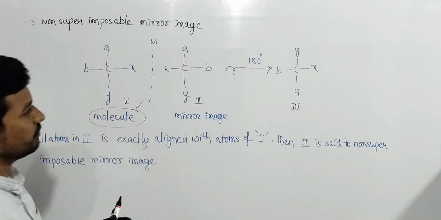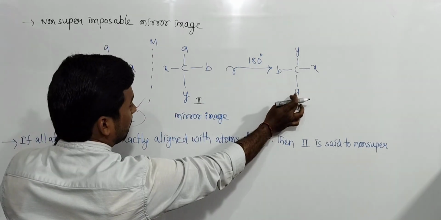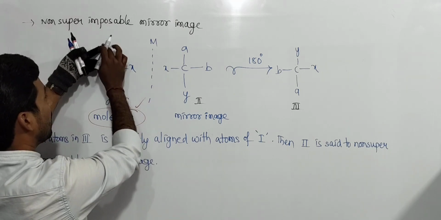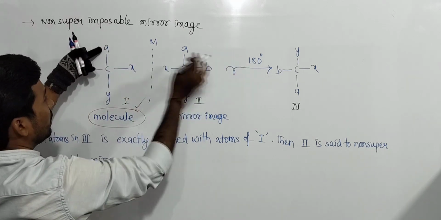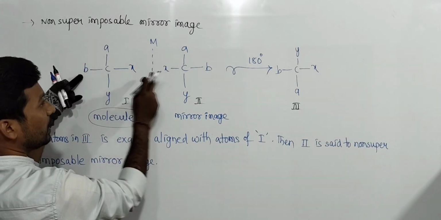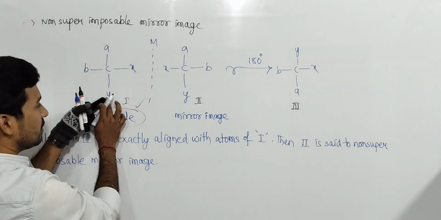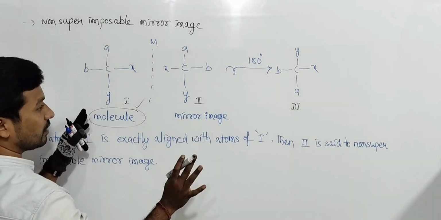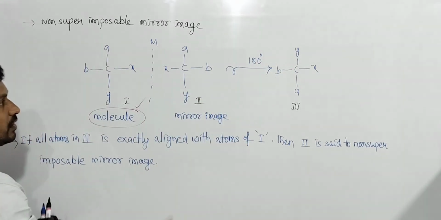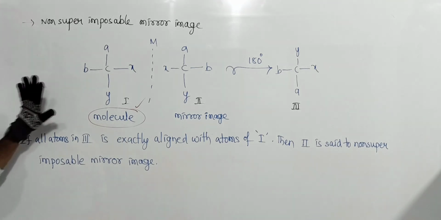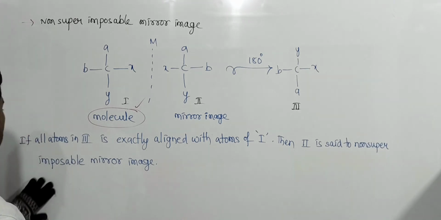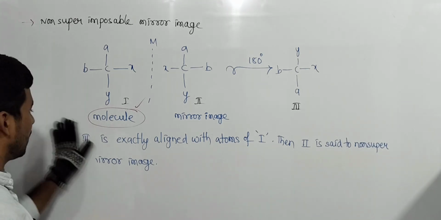But here if you place it, down is A but Y is here. Below Y, A comes here, below A, Y comes here, but below B it is B only, below X it is X only. So A and Y are not matching, not aligned. That's why this is non-superimposable. Such molecules may show optical isomerism. That's the concept.